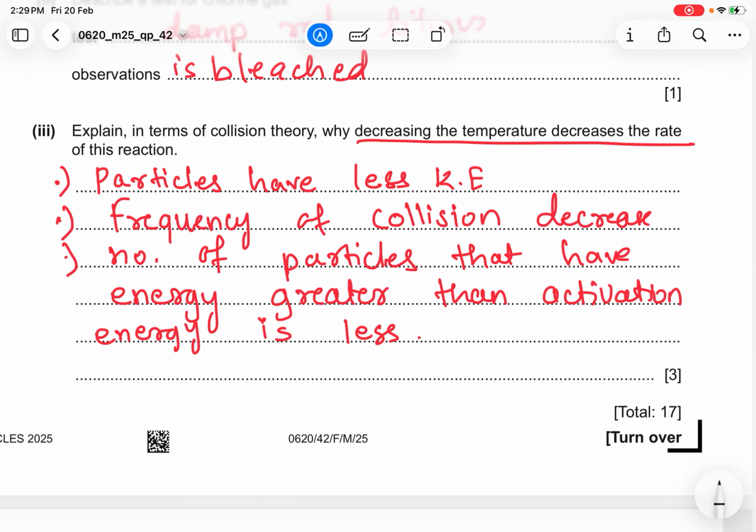And many of you just write the same point again, that the speed of the particles is less and hence there are less successful collisions. But the third point here will be there will be a few number of particles that have energy greater than activation energy. That is the third point which you have to include.